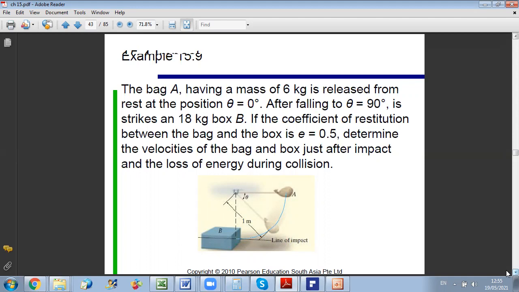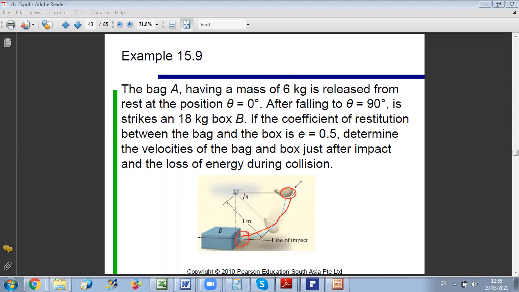أول شيء we should start by looking at the figure to see what type of impact we have, central or oblique impact. Okay, so here as you can see, initially we have a bag. Initially it was far from the block. We released the bag, it will go downward until being close to the box.